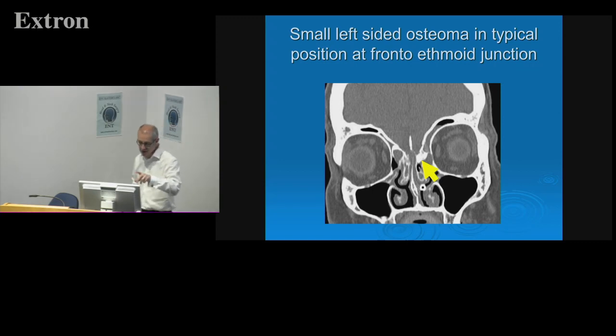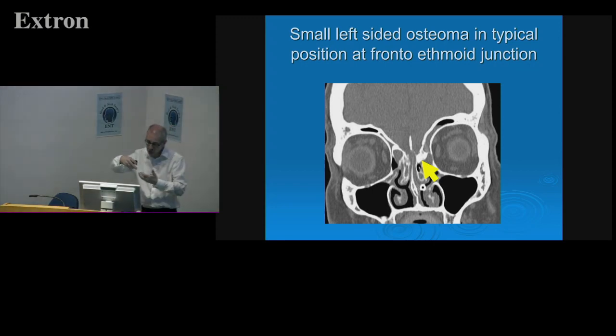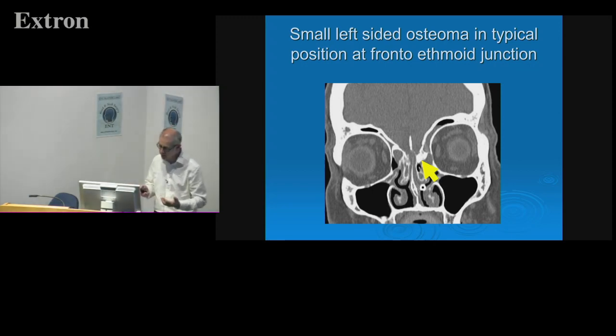The reason I show this example of the most unimpressive osteoma in the world is just that it shows you where it starts, that junction of the frontal bone coming down into the ethmoid complex, and you can see why it so easily causes problems with drainage of the frontal sinus, and so they get mucocoeles.